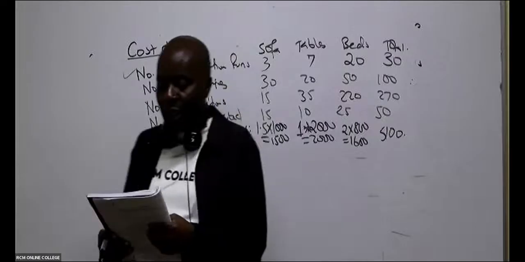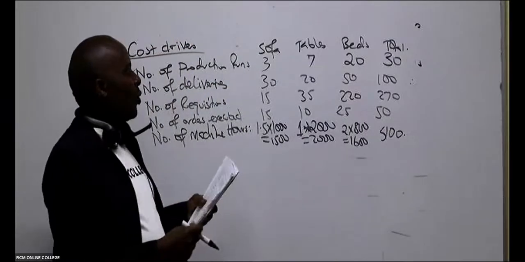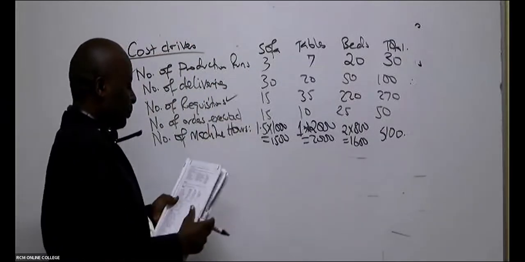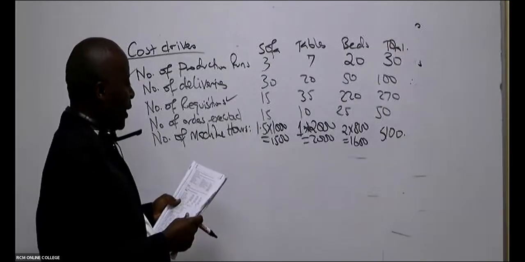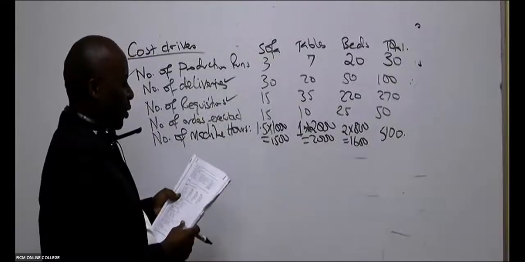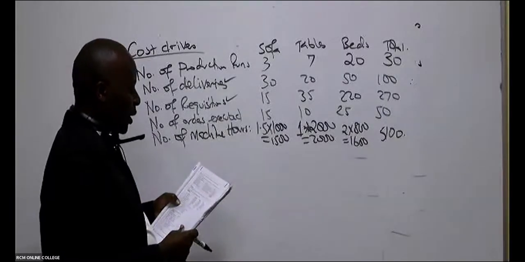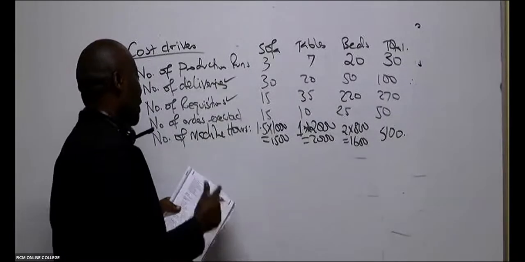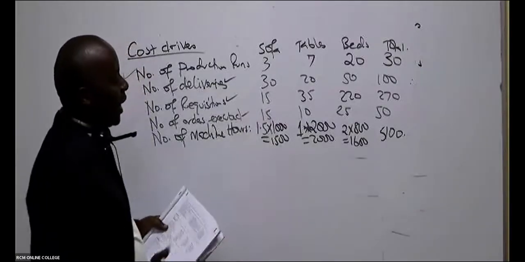So we have requisition cost, number of requisitions raised. That one I have. Inspection cost, number of deliveries. Do we have deliveries? Yes. Then we have material handling cost, number of orders executed. Great. I have everything now.